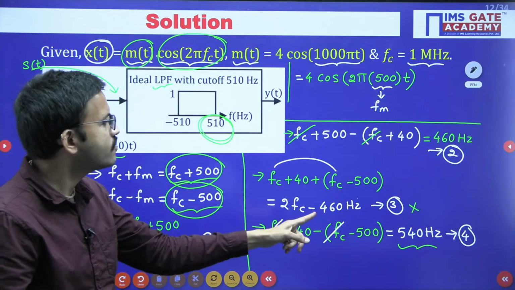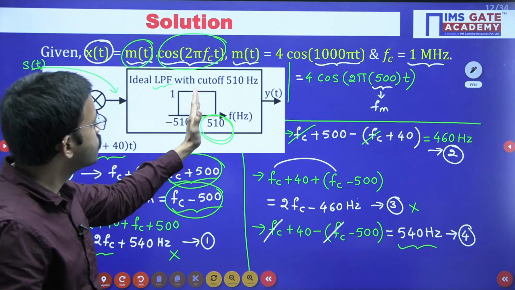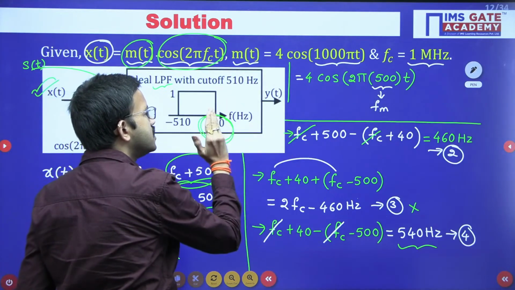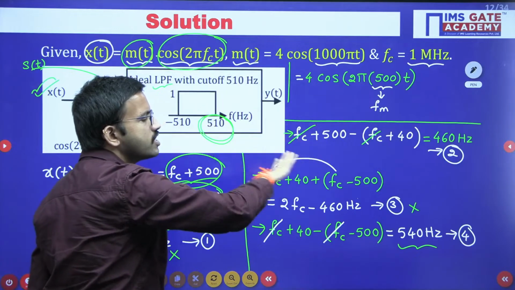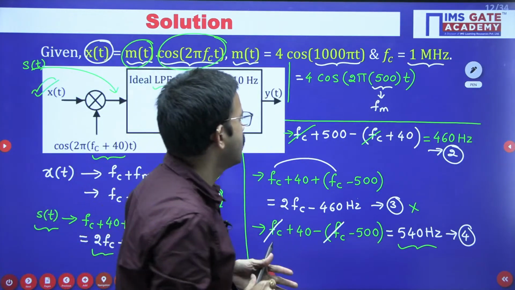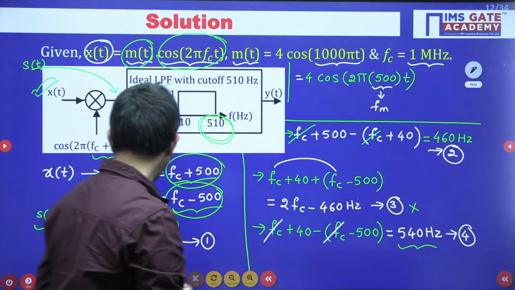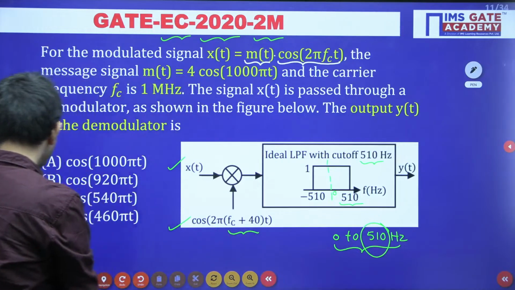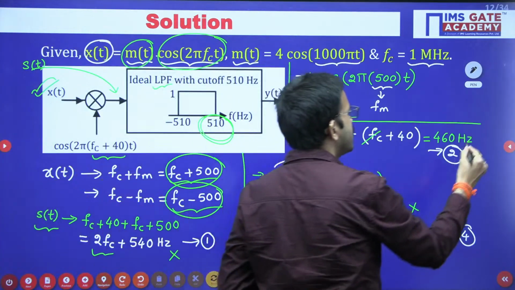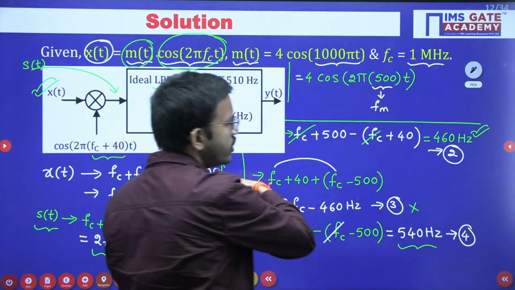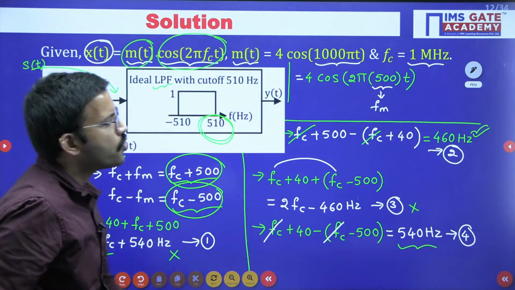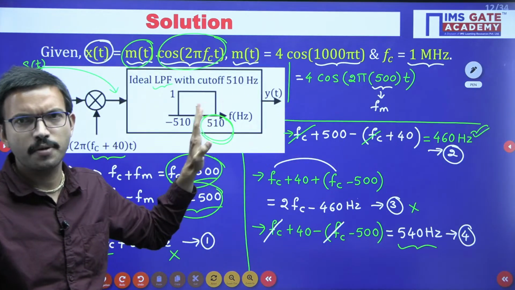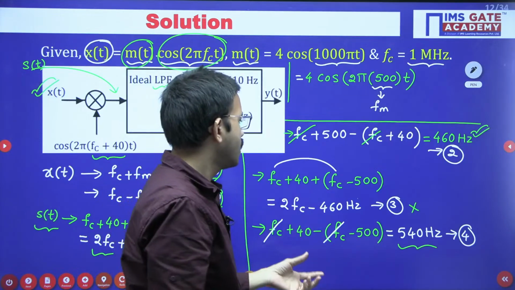No, because 540 is what? Greater than 510, right? It won't allow any high frequency. The frequencies which are just beyond 510 Hz, all the frequencies are rejected, right? So since 460 Hz will fall within this range, obviously this frequency it is allowing. Out of 4 frequencies, only one frequency component the low pass filter is allowing for this question, right? I hope all of you got the clarity.